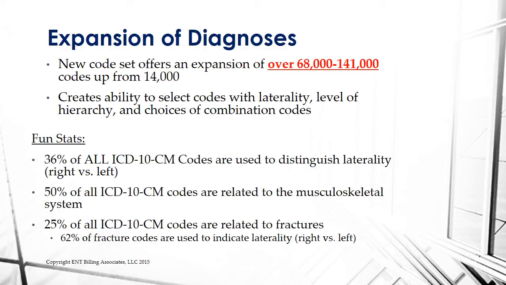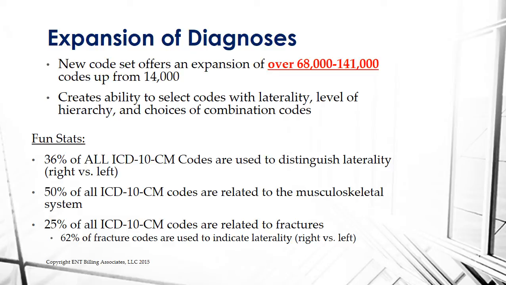With the adoption of ICD-10, you will notice that the new code set offers an expansion of over 68,000 to 141,000 codes, which is up from 14,000 in ICD-9. Through expanding the code set, it created the ability to select codes with laterality, level of hierarchy, and allows for combination codes.